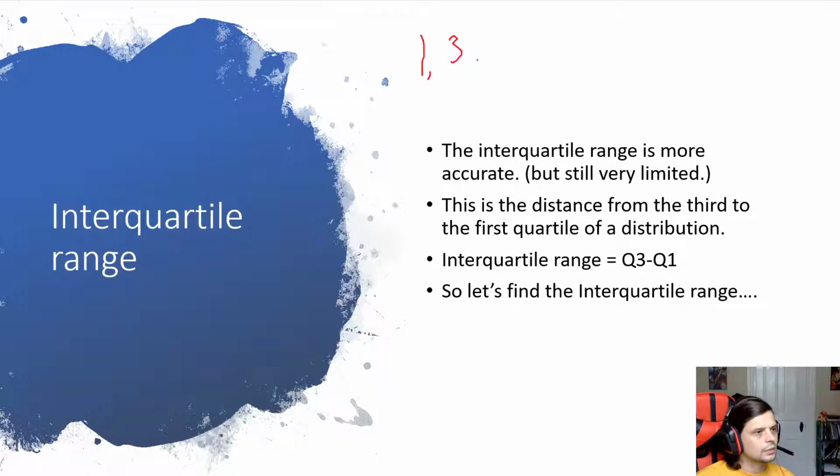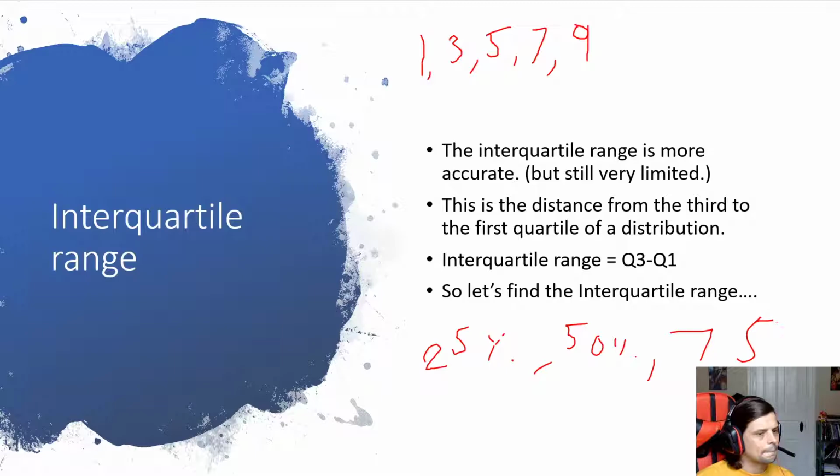1, 3, 5, 7, and 9. Okay? So you can divide this set into quarters, 25%, 50%, 75%, and of course 100%. Now you do have a 0, but no one really seems to care about 0, so let's just ignore 0% exists. So now you have quarters.